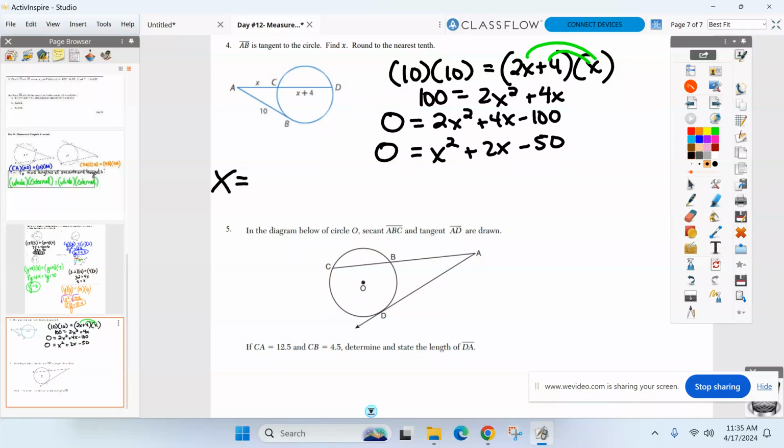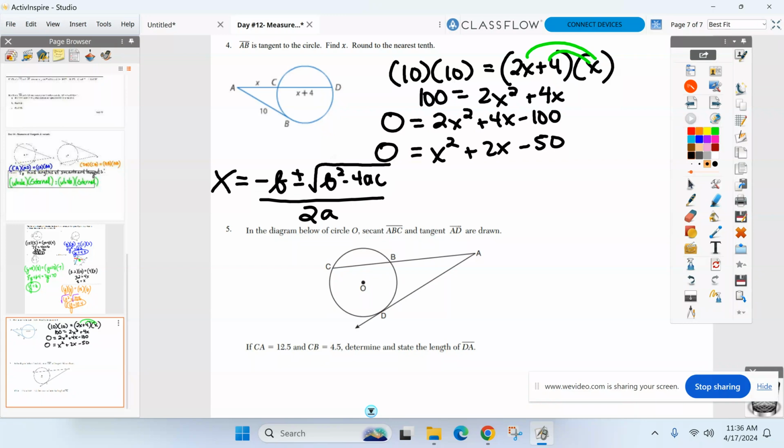Anybody have it? Or are we going to have to create this as a village? x equals... Okay, good start. That's what I wrote up on the board. Negative b plus or minus the square root of b squared minus 4ac, over 2a. There it is.